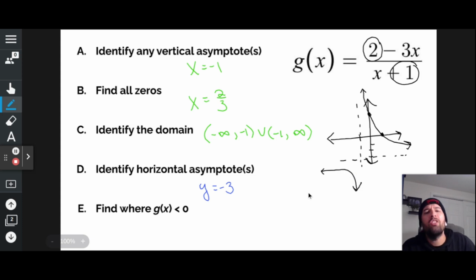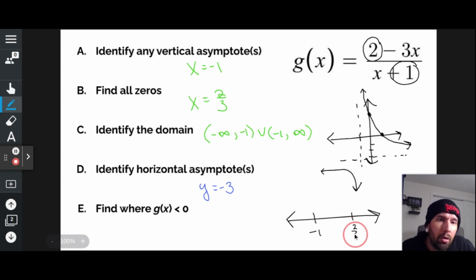Okay. My job is to find out where everything is negative. Well, according to this picture that I drew out, and according to what I know, the sweet spots in this are going to be the vertical asymptotes and the zero. The vertical asymptote was -1. The zero was, what was it, 2/3?